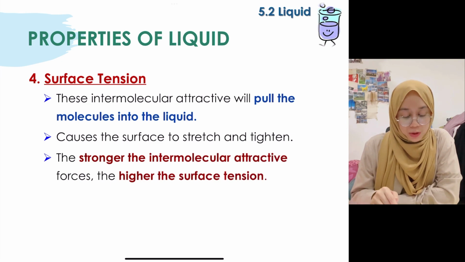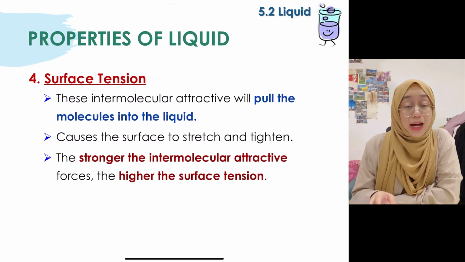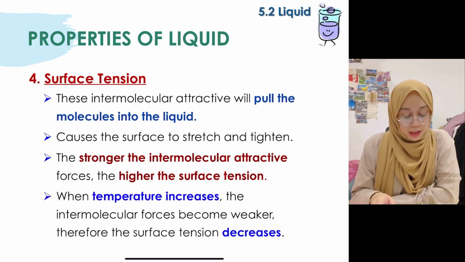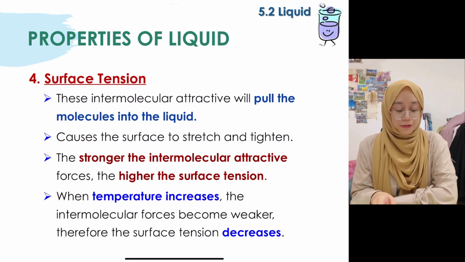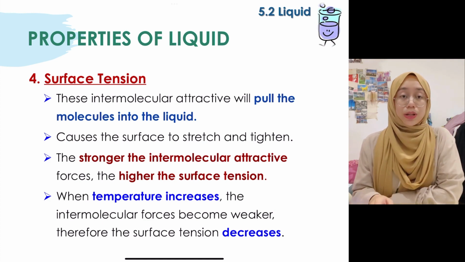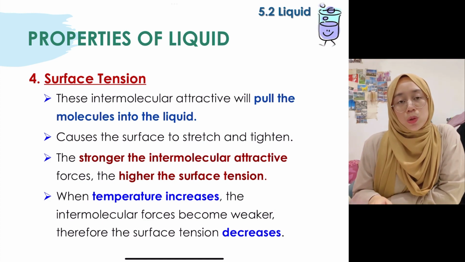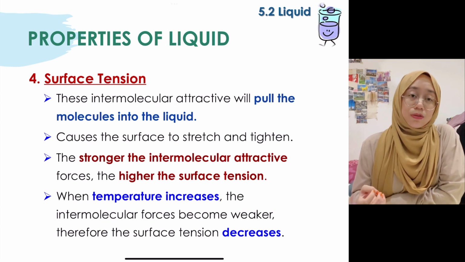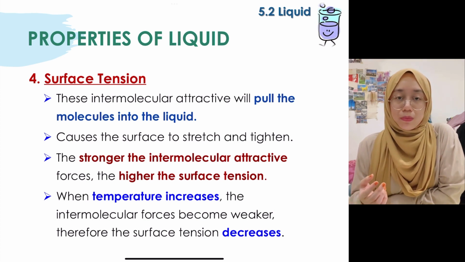So the stronger the intermolecular attractive forces between the liquid particles, so the higher the surface tension then, okay. When temperature increases, the intermolecular forces becomes weaker, therefore the surface tension decreases. So dia akan affected by temperature lah. So lower temperature, surface tension higher because attraction forces kat situ kuat. Tapi if higher temperature, so the weaker attraction forces, so surface tension pun akan menurun.